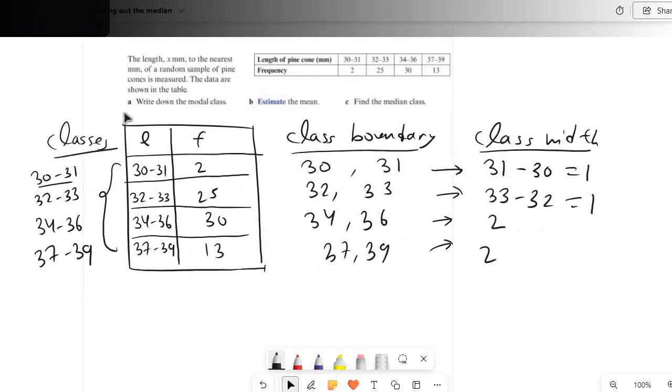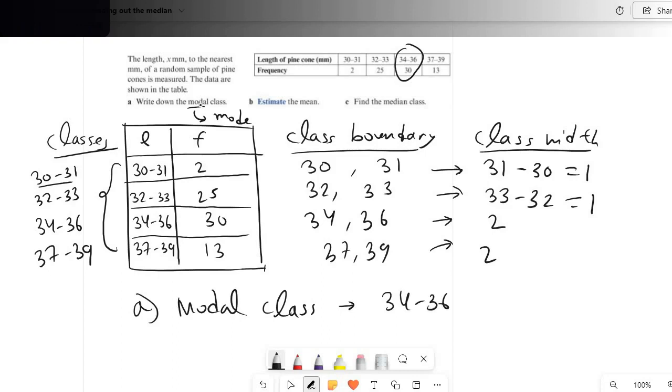For part A, we have to find the modal class. Now, if you remember what modal is, it's basically a synonym for mode. And if you remember what the mode was, the mode is the group or the class with the highest frequency. So in this case, 34 to 36 has the highest frequency, which is 30. So the modal class will be 34 to 36.